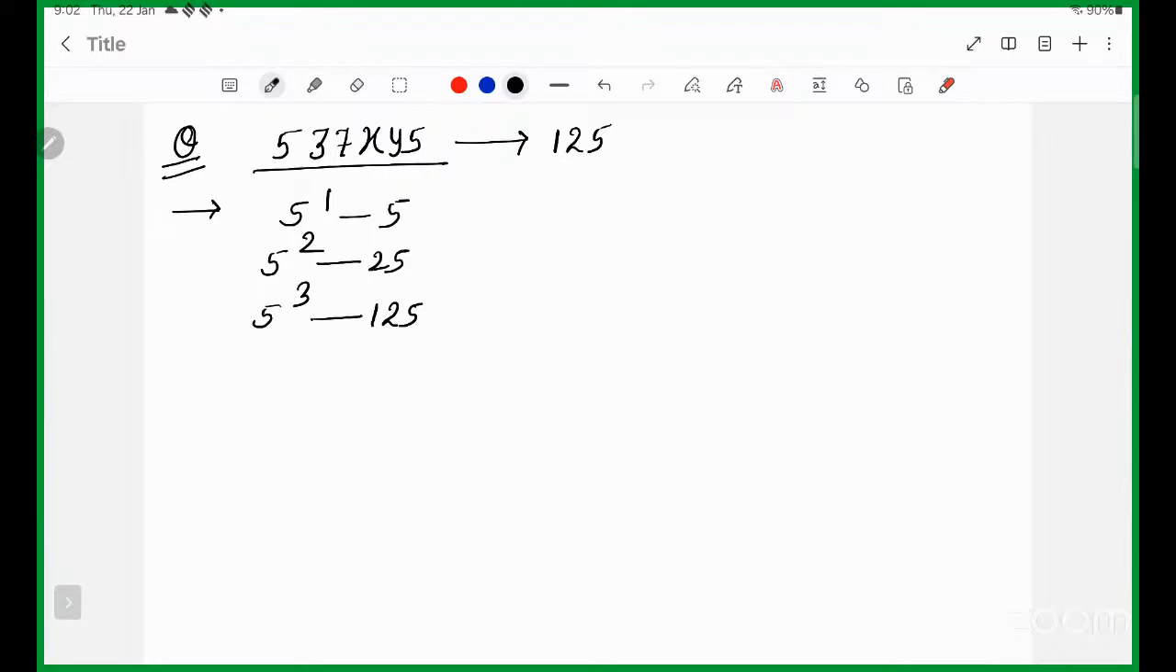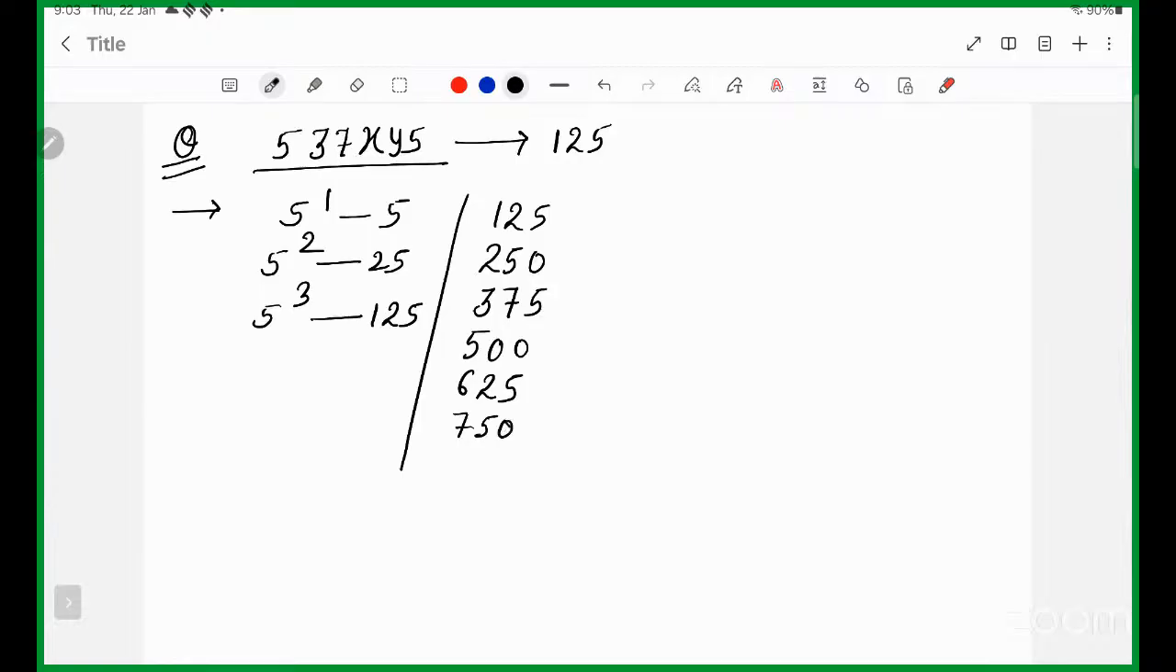For the number to be divisible by 125, last three digits should be divisible. So what can be the last three digits of this number? Either it can be 125, 250, 375, 500, 625, 750, or 875. Okay, these are the possibilities.